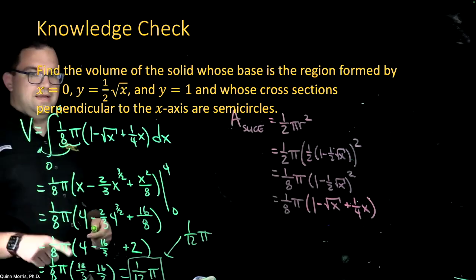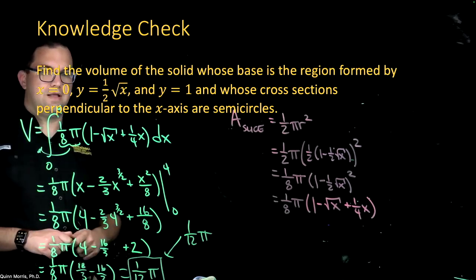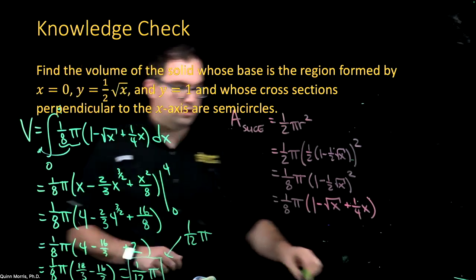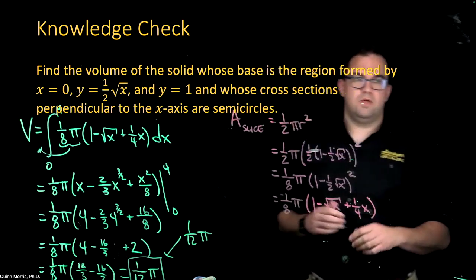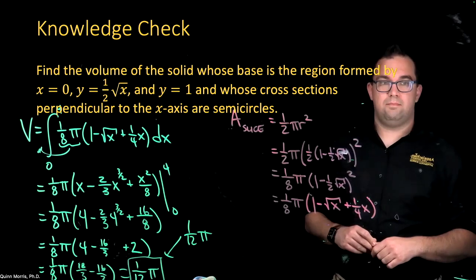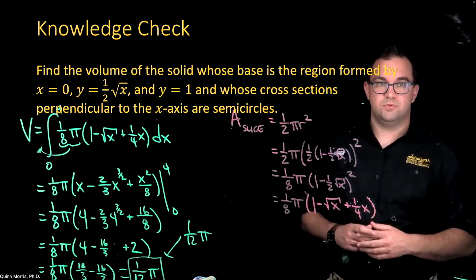It's a lot of work sort of there at the end, just calculating the arithmetic, but the final answer you get is 1/12 pi. Okay. So we're going to stop there for the video. On the homework and the quiz, you'll have a chance to practice these as well as in some other assignments as we move forward.